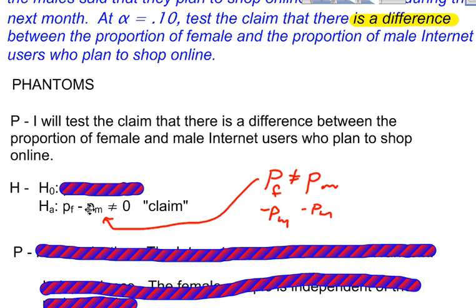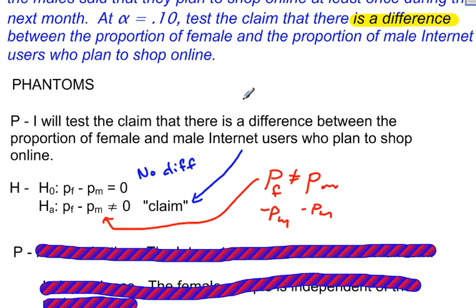Well, if this is my alternative hypothesis, and basically that is the claim that I am hoping to test, my null hypothesis has to be the proportion of females minus the proportion of males is equal to 0. In other words, there is no difference. Okay, so my null hypothesis is saying that there is no difference, but my alternative says that there is a difference, and that is actually the claim that I am testing.